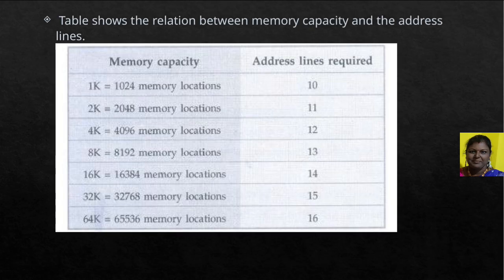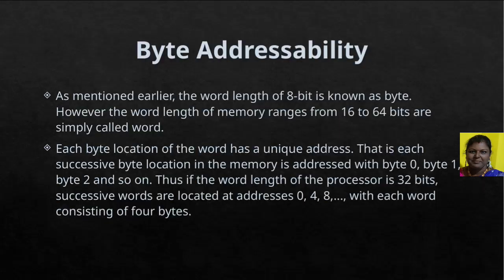Let's talk about how memory is organized in terms of bytes and words. An 8-bit unit is called a byte. That's pretty standard. But when we move to larger word sizes, like 16 to 64 bits, we just call those words. Each byte within a word has its own unique address. So if the processor uses 32-bit words, each word is made up of 4 bytes, and those words are stored at addresses spaced by 4, like 0, 4, 8, and so on. This system is what we call byte addressability.